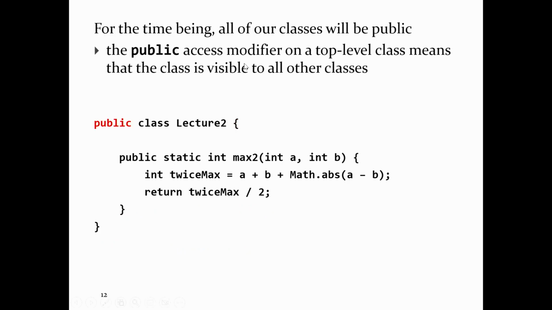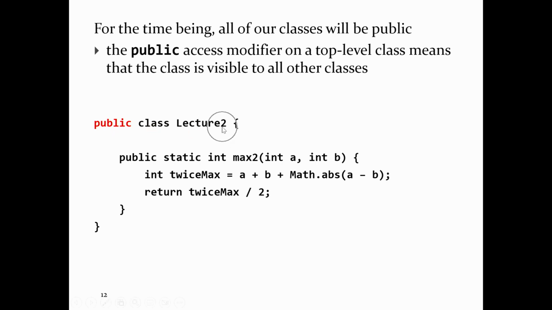All right, now for the time being, all of our classes are going to be public. If you mark a class as being public, that's what's called an access modifier, which Python doesn't have. An access modifier indicates what other classes can see the class lecture 2. If you have a public class, all other classes can see the class lecture 2. They can see the class and know that the class exists. That's what the public modifier on the class means.